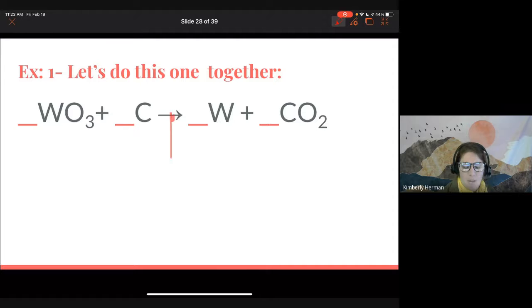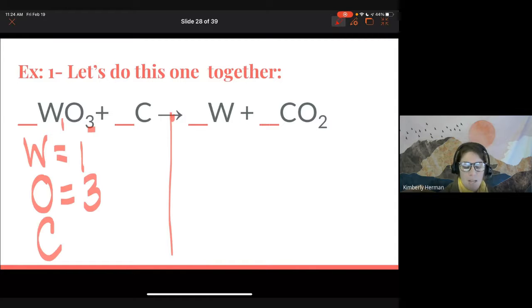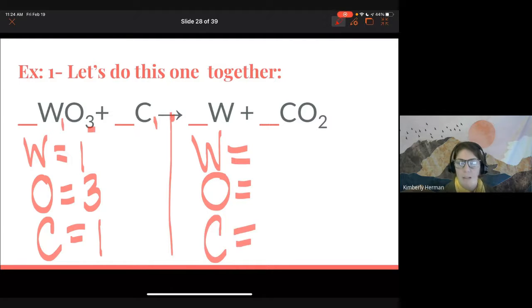So step one was to find your arrow and draw your line. Then you're going to make your list. So W is going to be how many? We see no number, that's 1. We have O, we see a 3, and then we have C, which is no number, is a 1. Now you make the same exact list, even though you don't see it in the same order on the product side, because we want to make sure that we are evenly balancing this out. So we see W again just as 1, we see C as 1, and we see O as 2.